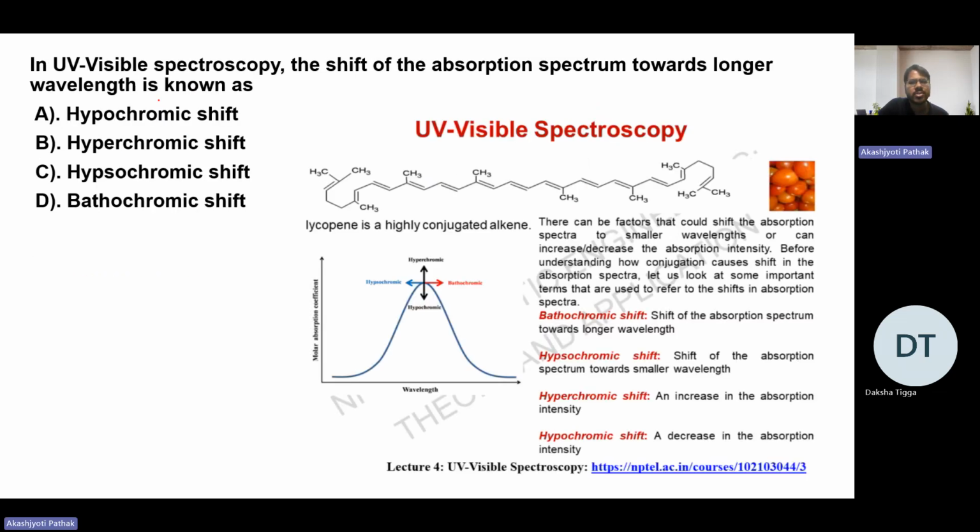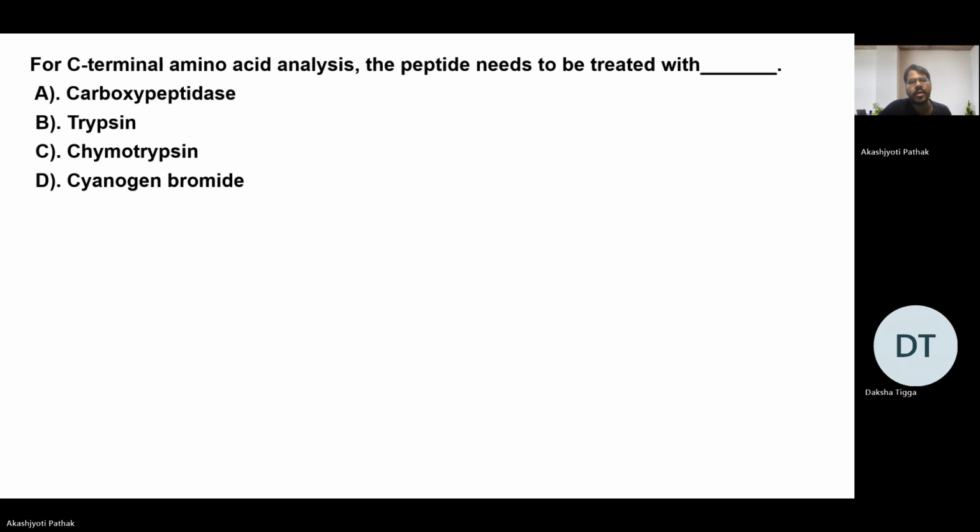So UV visible spectroscopy, the shift of absorption spectra towards longer wavelength. If it is shifting towards longer wavelength, then that is called bathochromic. Shifting towards shorter wavelength is hypsochromic. If it is shifting towards higher intensity, it is hyperchromic. If it is shifting towards lower intensity, intensity is decreasing, then it is hypochromic. Bathochromic is when it is shifting towards right or the longer wavelength. So remember these things. Now answer this question.